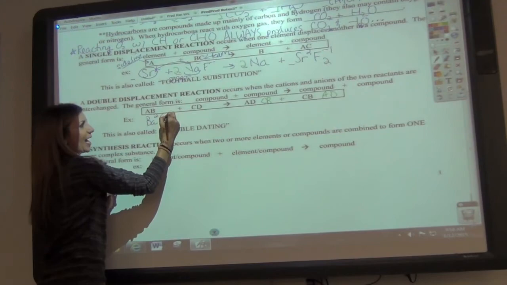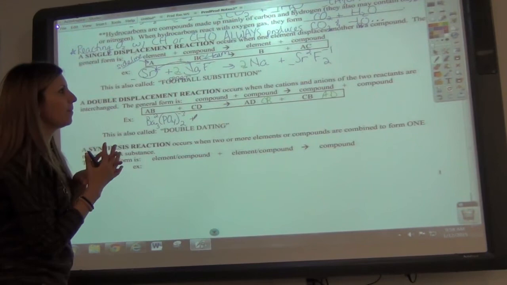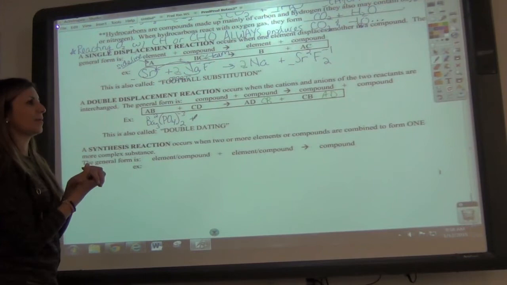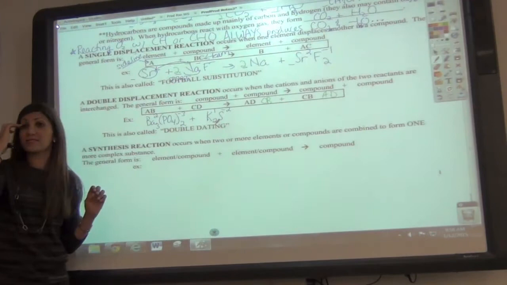So when I crisscross, I get Ba3(PO4)2, plus. Let's do potassium. Let's do this one as not a polyatomic ion and see what happens with this. Let's do potassium sulfide. So K has a plus one charge, and sulfide is S with a negative two. So we're going to get K2S.